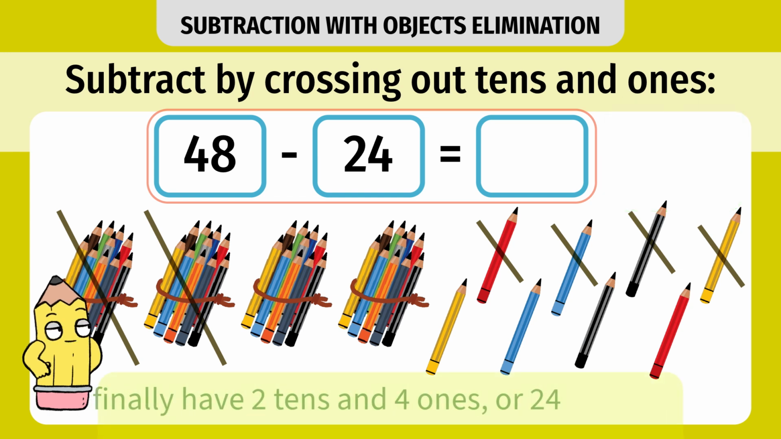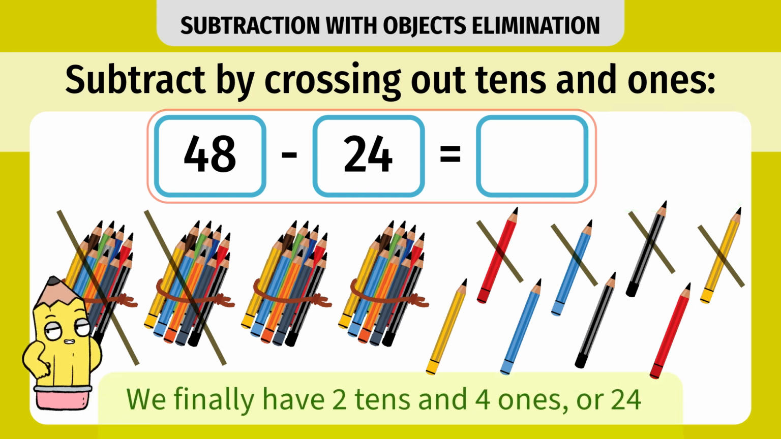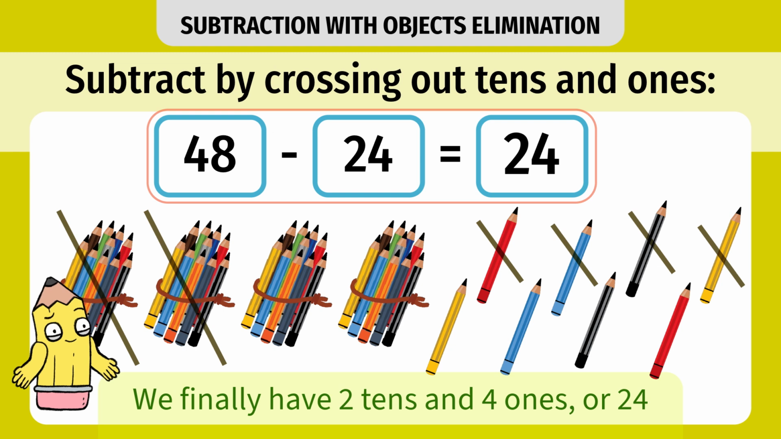Now we count the remaining. We have 2 tens and 4 ones. We have 24 pencils. There we have it. 24 is the answer. That's how we solve subtraction questions by elimination.